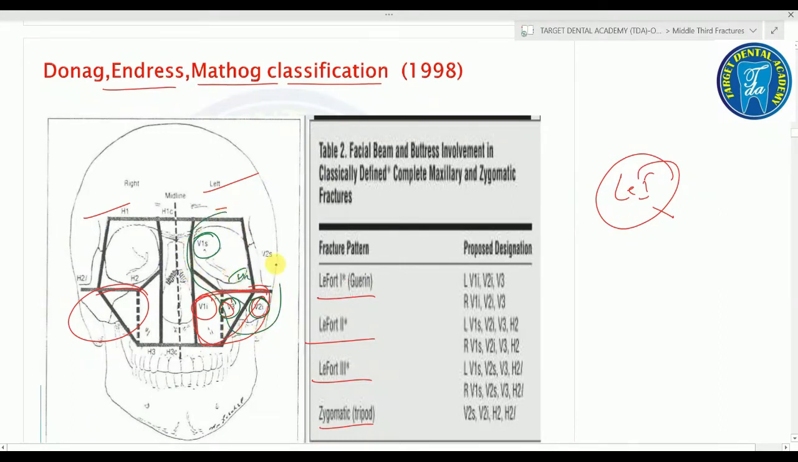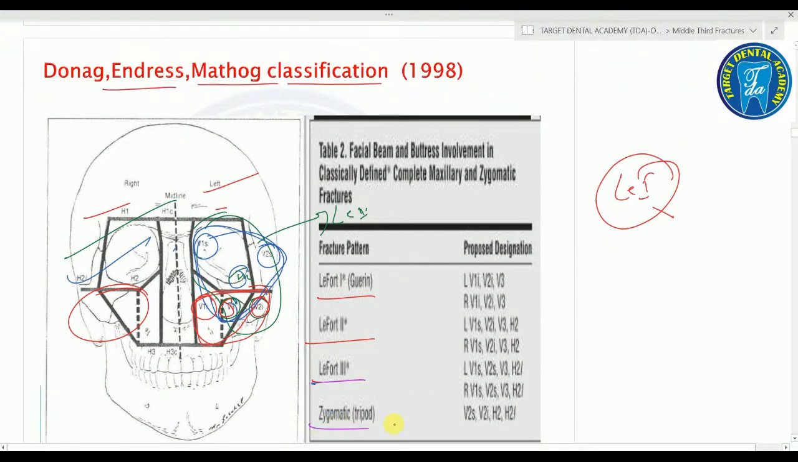So this area is your Le Fort 2, same as that of the right side. In the Le Fort 3 fracture, we have V1S, this area, V2S, this area, V3, this area, and H2, this area. So this involves this area, particularly the eye portion. Fine. And same as that of the right side.